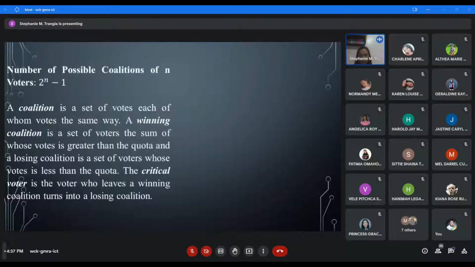Now, the number of possible coalitions of n voters. For example, if there are three voters in a system, each with their weights, the number of possible coalitions is 2 to the n, meaning 2 cubed, which is 8, minus 1, so that's 7. So: A, B, C, then A-B, A-C, B-C, then A-B-C. Singles, pairs, then all three. So those are the possible coalitions.